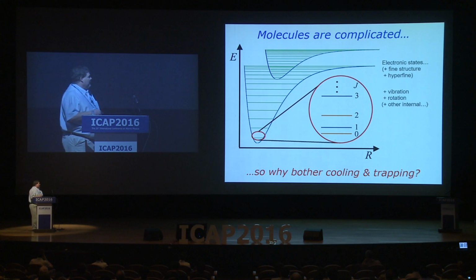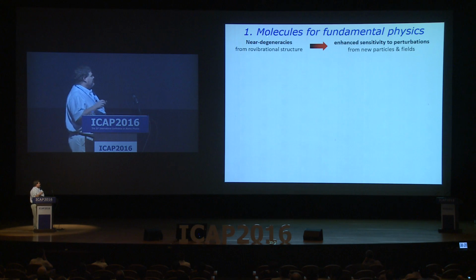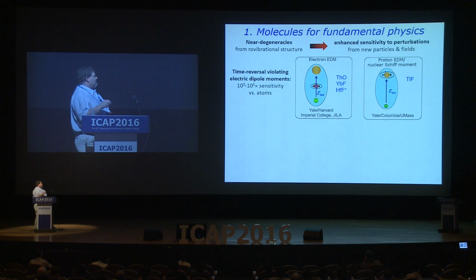Why bother? And it turns out there are a lot of very strong motivations. One that's near and dear to my heart is that molecules are very useful for doing experiments probing fundamental physics. And in a nutshell, the reason why is that the near degeneracies of internal structure from the rovibrational structure of molecules, near degenerate energy levels, give enhanced sensitivity to perturbations from interesting new physics, such as new particles and fields. So one class of experiments that we've heard about earlier in the week is looking for time reversal violating electric dipole moments, such as the electron electric dipole moment.